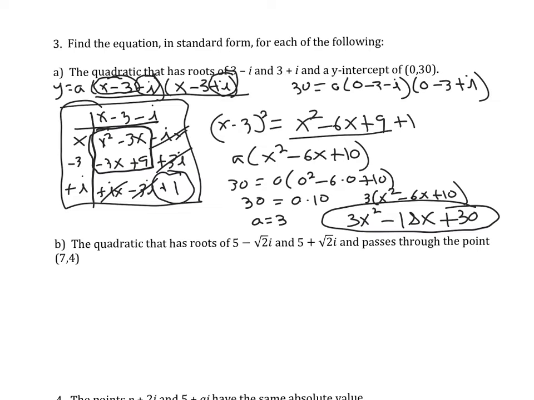Okay, let's apply that to the next one here. So we want the quadratic that has roots of 5 minus root 2i and 5 plus root 2i. Well, from above, we know that it's going to have the general form a times our perfect square trinomial of x minus 5 squared, and then we also have minus root 2i times positive root 2i, so it means we're going to end up with minus 2i squared, or in other words, plus 2.